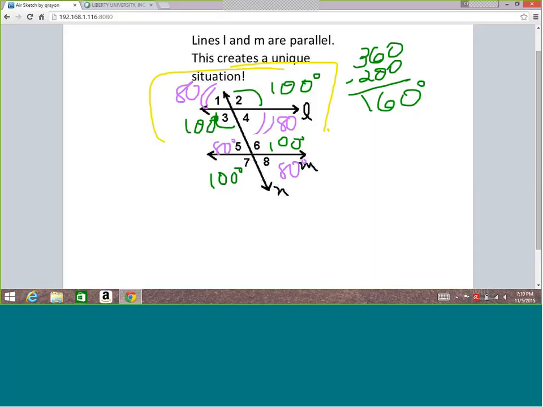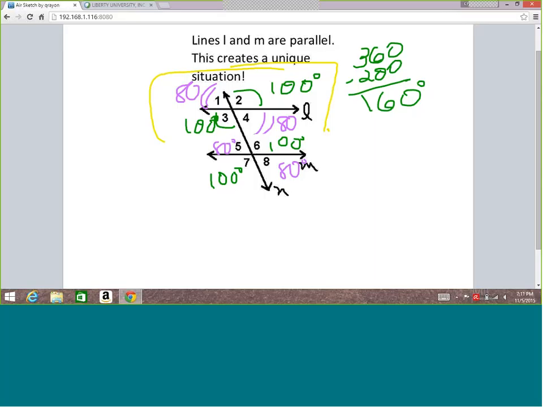So if I just know one angle out of 8 when I have the situation where the 2 lines are parallel and this other line is intersecting them, I can find the other 7 because I can use the vertical angle relationship to help me out. I can also use the fact that all 4 angles added together should give me 360 degrees total. And then the fact that L and M are parallel means I have an exact copy.